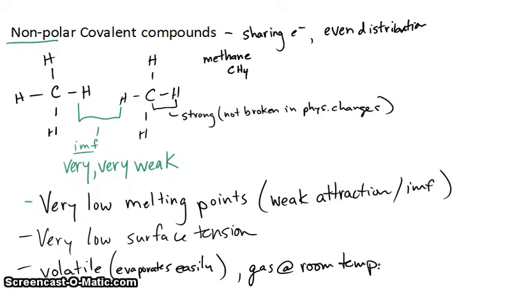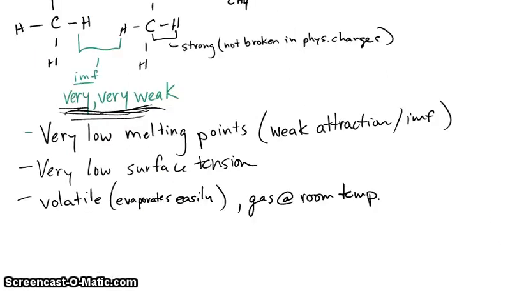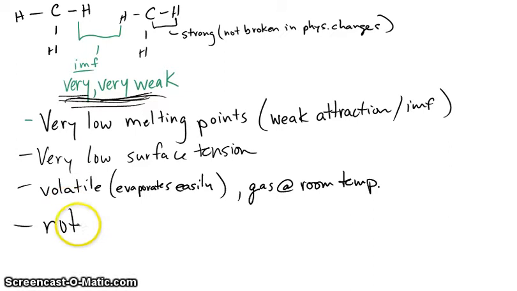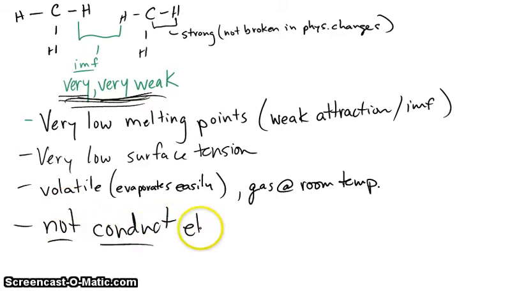It is very volatile because it has these weak intermolecular forces between it. Now, because this is a covalent compound, it will still not conduct electricity in any circumstance. Or when I say any circumstance, I mean in regular high school chemistry. These guys will not conduct electricity.